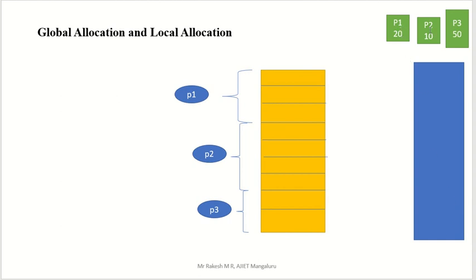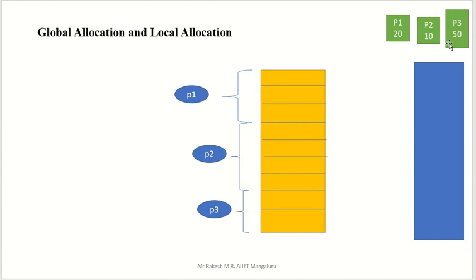Consider we have three processes in secondary memory, P1, P2, P3. P1 has 20 pages, P2 has 10 pages, and P3 has 50 pages. I think there's no need to explain what I mean by page. A process is divided into blocks, which are called pages. So here we have 20 pages, here 10, here 50.